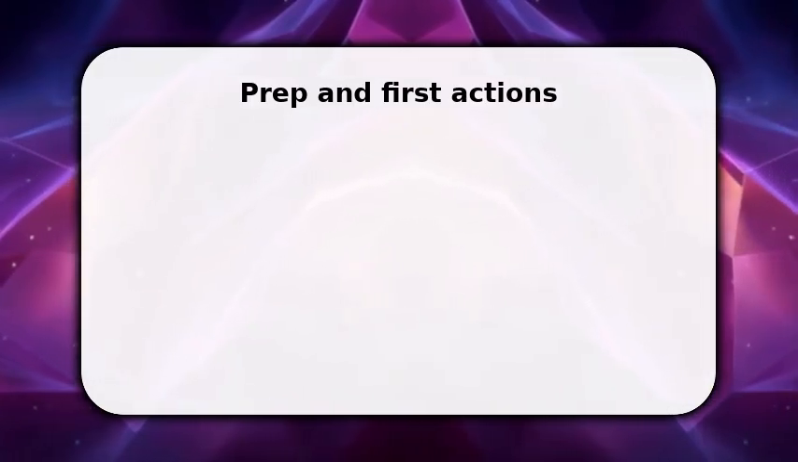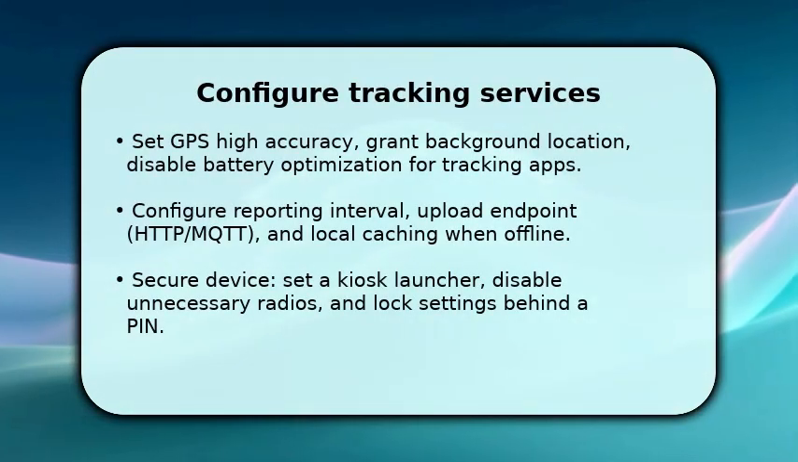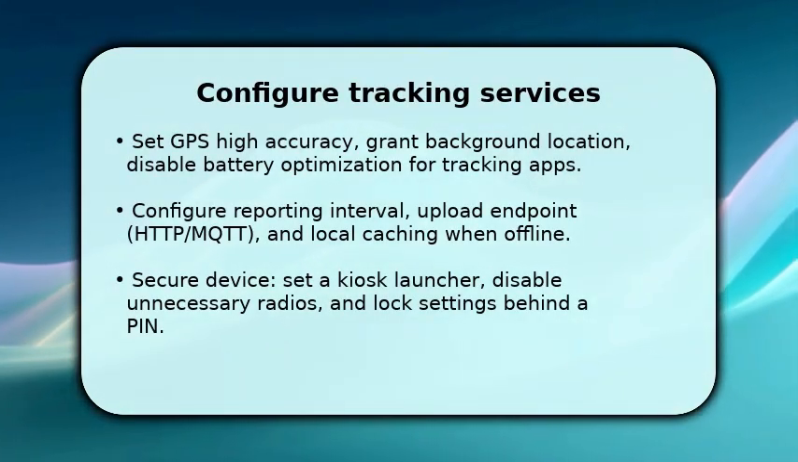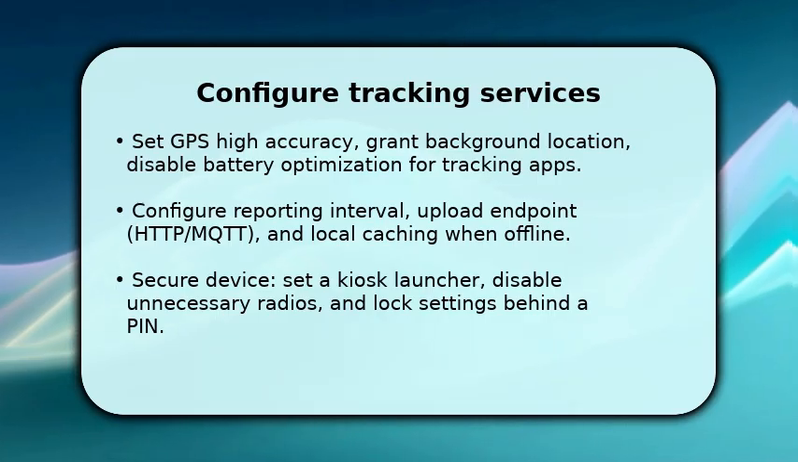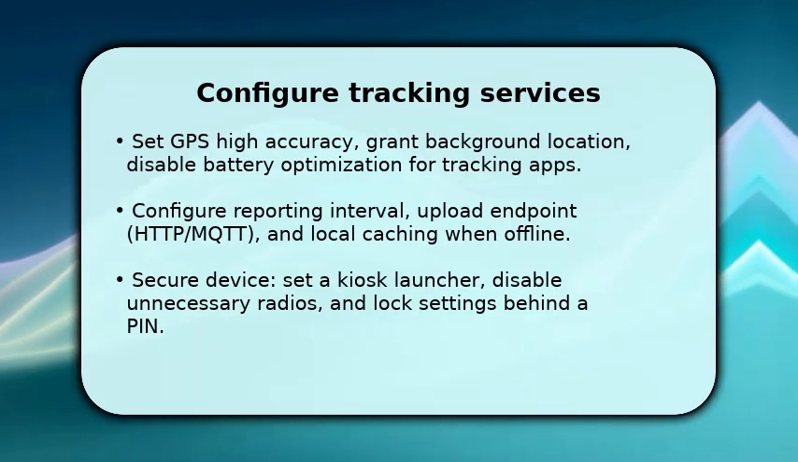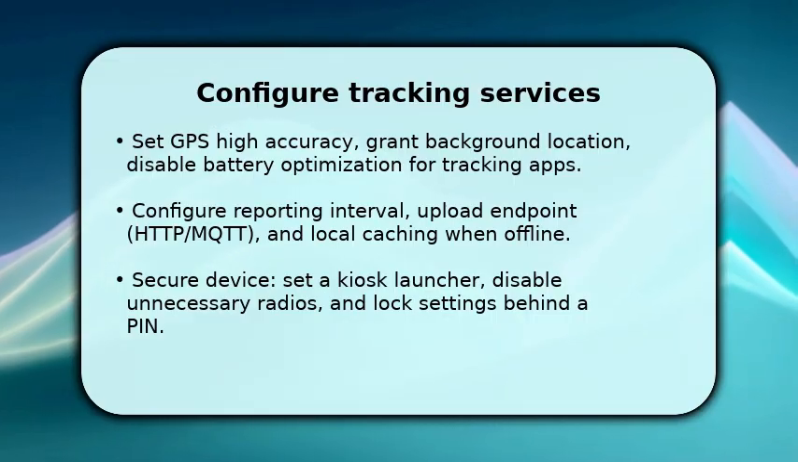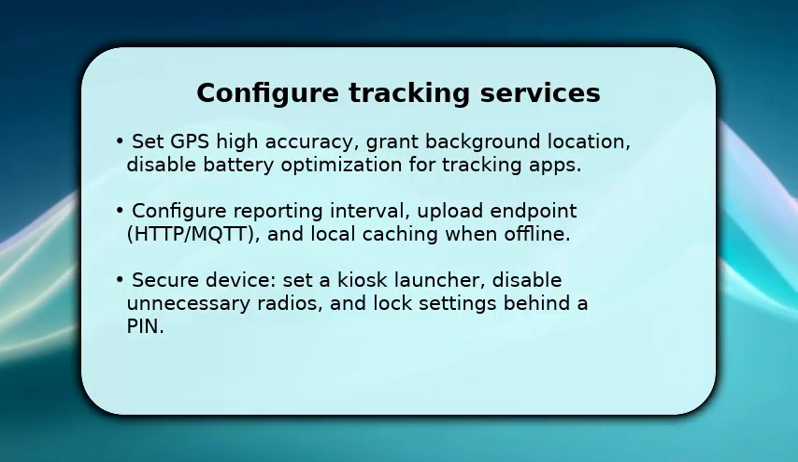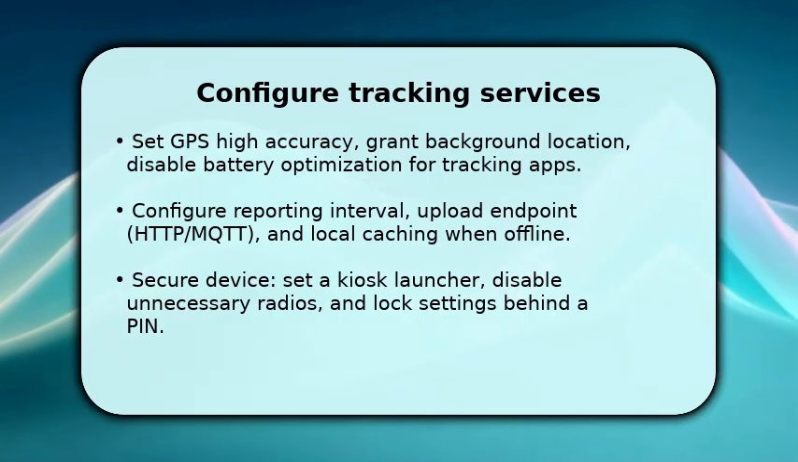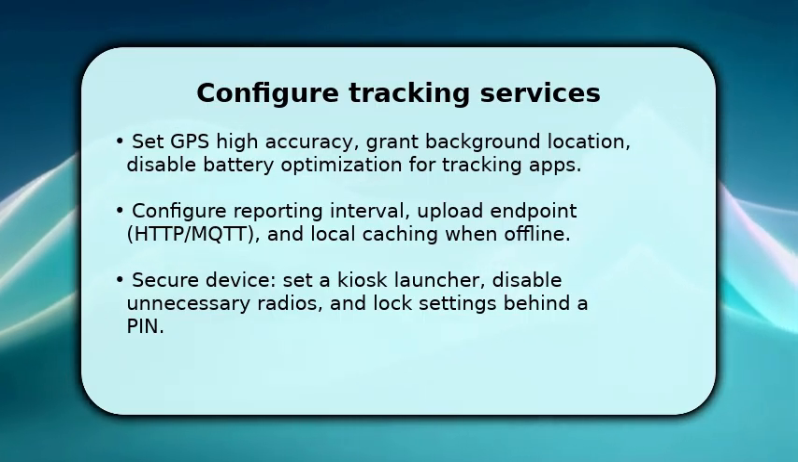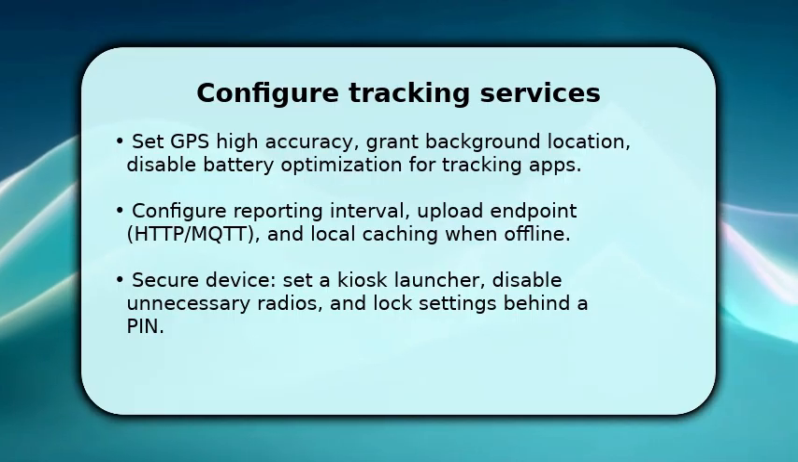Now you tune how location is captured and sent. Set GPS to high accuracy and grant persistent background location permission so the tracker stays live. Then configure the app's reporting interval, balance update frequency with battery or power usage, and set the server endpoint or cloud account. Enable local caching to avoid data loss if offline.